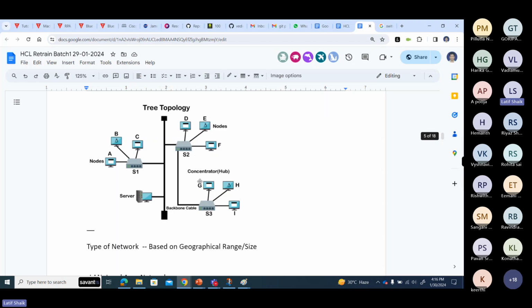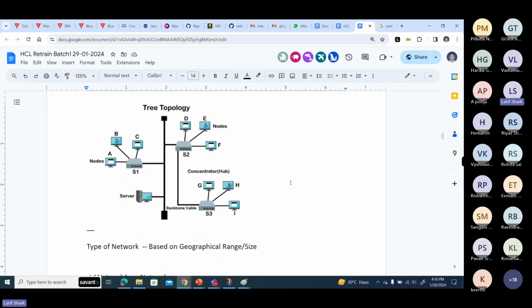Okay, so another one is tree topology. That's not really a topology. It's a combination of different topologies. See, it is like a bus topology. There is a backbone wire, and to this backbone wire separate star topologies are connected. See, there is a switch and some systems are connected like this. Okay, it is a tree topology.